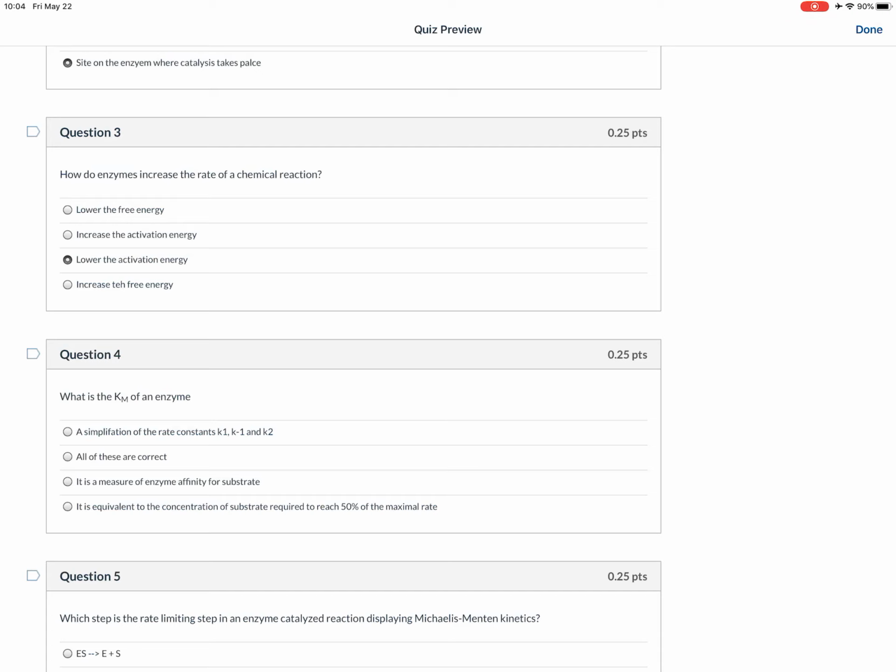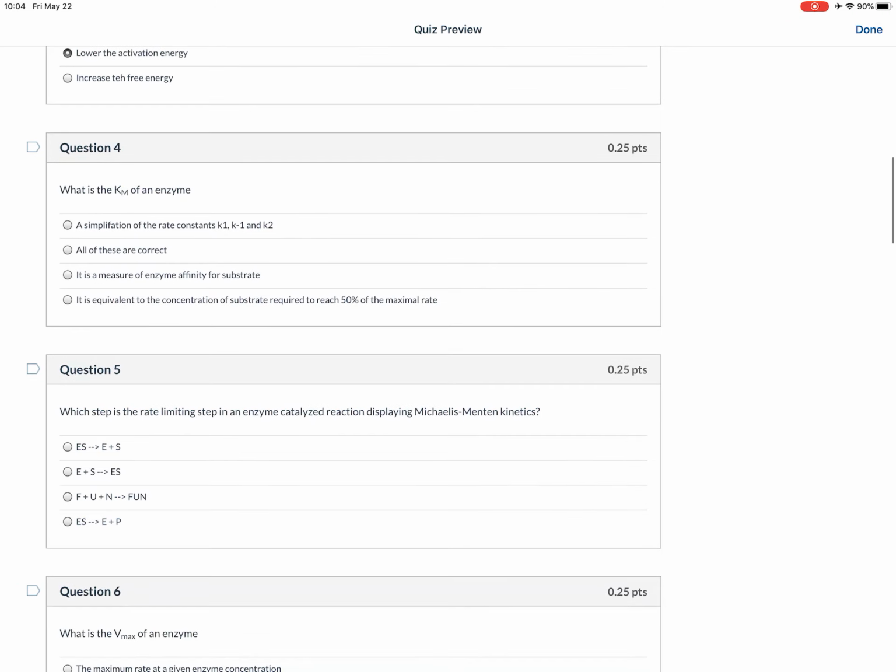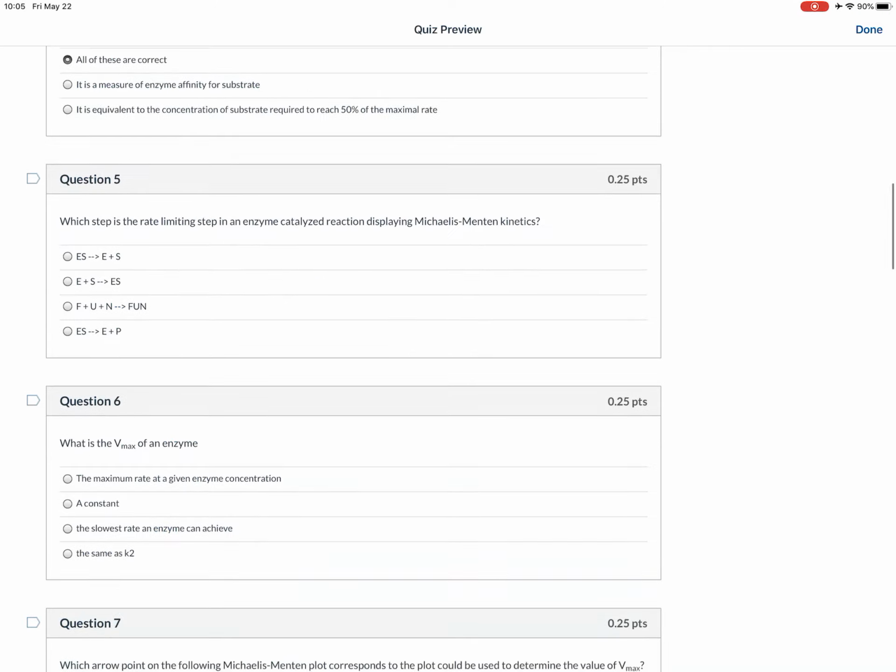Number 4. What is the Km of an enzyme? Well, it's all of these. It is a simplification of the rate constants, and we can talk about the rate constants with question 5. It's a measure of the affinity for the enzyme, or it can be used as a measure of enzyme affinity for substrate. But what it specifically is, is equivalent to the concentration of substrate needed to reach 1/2 of Vmax. So the answer is all of the above, or all true.